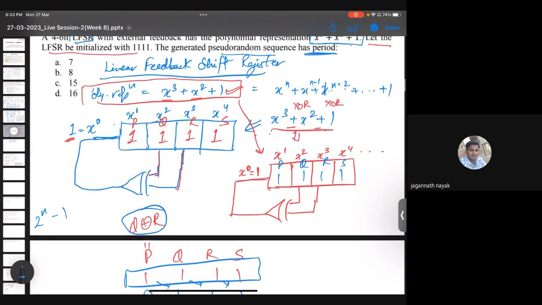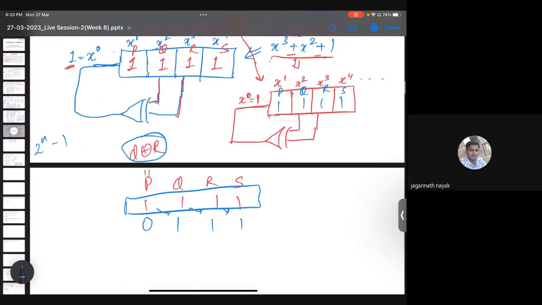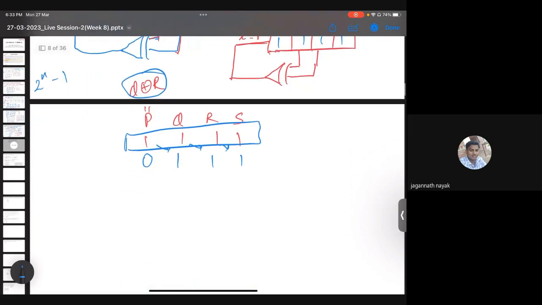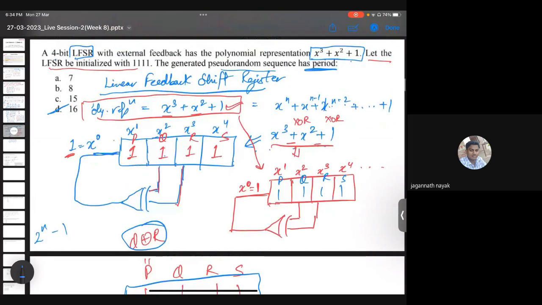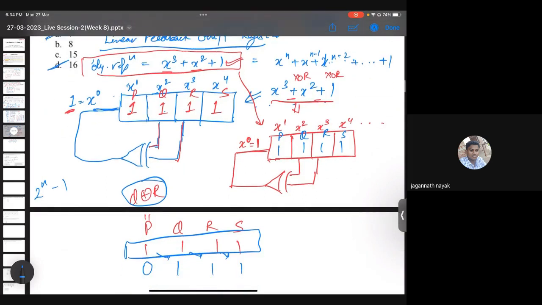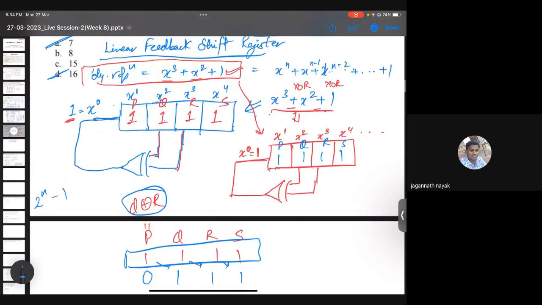I'm just trying to clear the concept of LFSR. So maybe you can try with this approach, which is more conceptual, instead of just reminding the formulas. Okay, I'm getting one answer, which is 16. Anyone else? So you are saying 2 to the power n minus 1, which is 7, right? Any other answer? I'll give you 1 more minute.